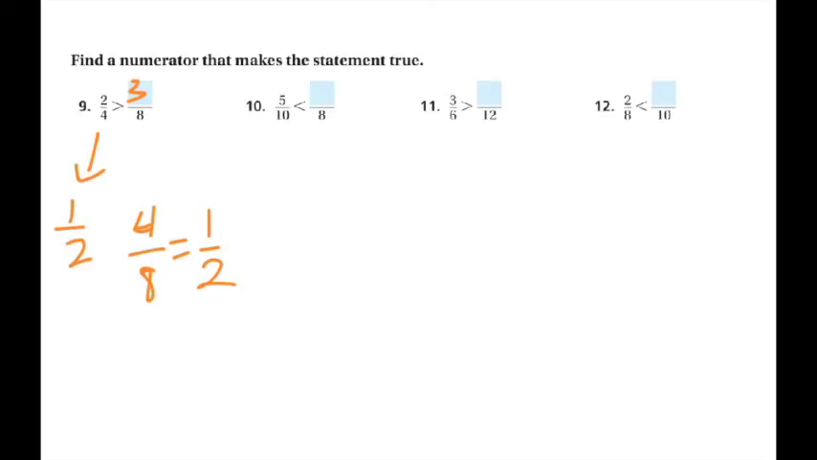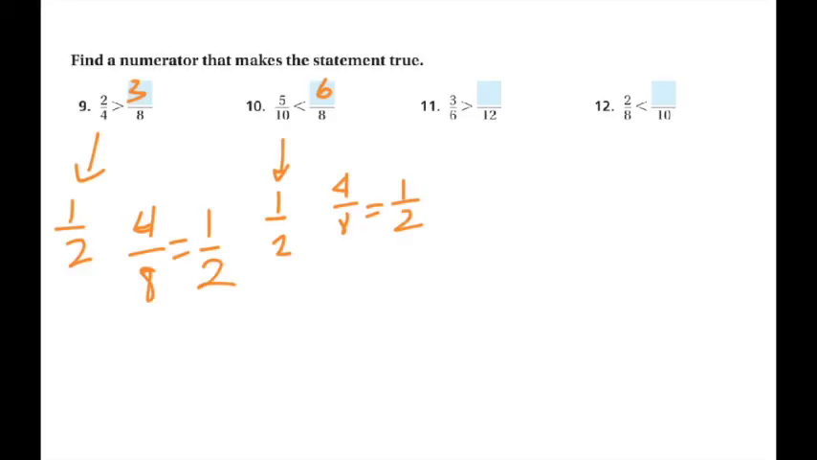Alright, in number 10, we're given 5/10. Well, what do we know about 5/10? That is also 1/2, because 10 divided by 2 is 5. So now that amount, 1/2, is less than some number of eighths. Well, we already established that 4/8 equals 1/2. So now I need something greater than 4. So my box has to be greater than 4. I can put 5/8, 6/8, 7/8, 8/8. I'm just going to do 6.